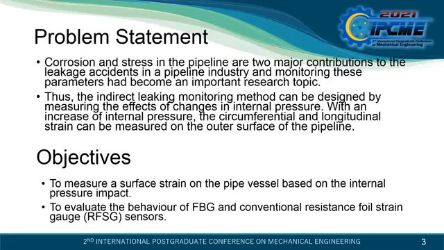A pipeline is considered to be a pressure vessel with comparatively stable inner pressure during long-term service operation. Thus, the indirect leak monitoring method can be designed by measuring the effect of changes in internal pressure. With an increase of internal pressure, the circumferential and longitudinal strain can be measured on the outer surface of the pipeline. So the objectives of this study are to measure the surface strain on the pipe vessel based on the internal pressure impact, and also to evaluate the behavior of the FBG and conventional resistive foil strain gauge sensor.